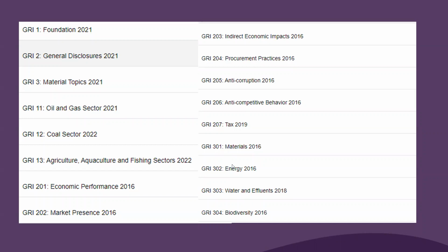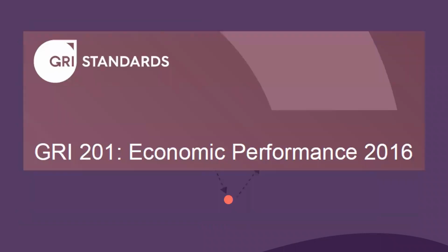Okay, so on environmental, we have 301 materials, 302 energy, water and effluents, biodiversity. So today, like I said, we'll cover economic factors first. So GRI 201, economic performance, 2016. Class, this means GRI 201 is the naming convention. This is the title. And then 2016 is the year this standard was implemented.